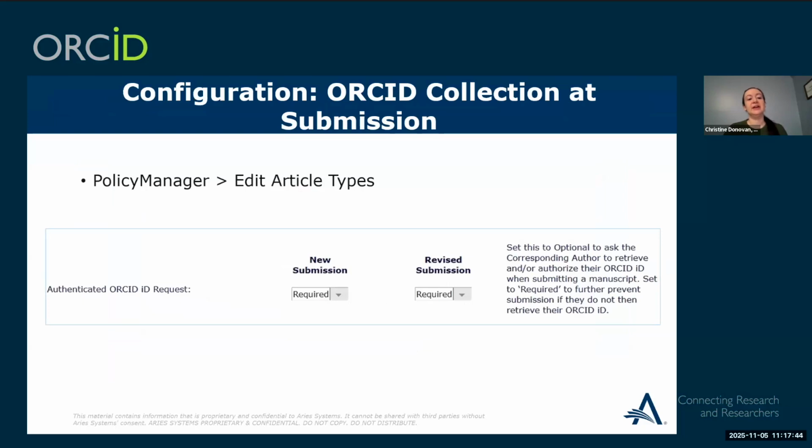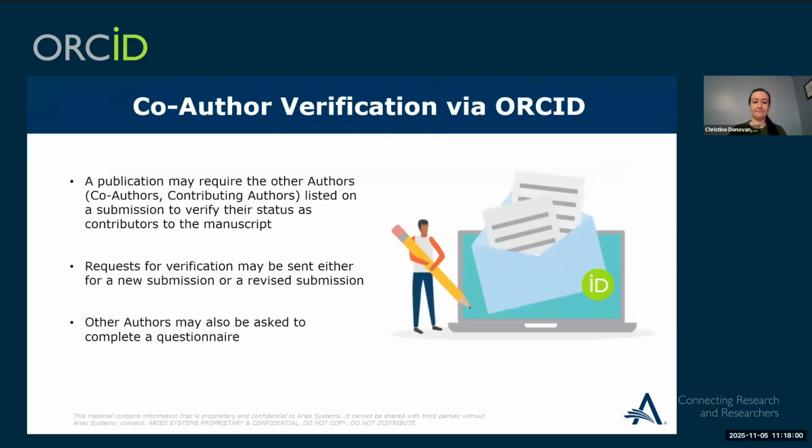To configure ORCID collection at submission, user editors with system administrator access in the site can go to Policy Manager and edit article types to configure the authenticated ORCID ID request. This can be set for new submission or revised submission and can be required, optional, or hidden.